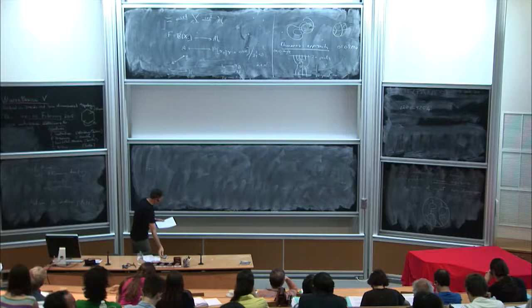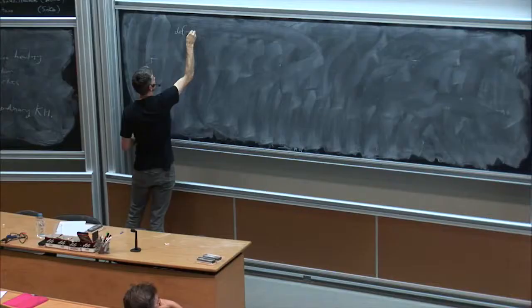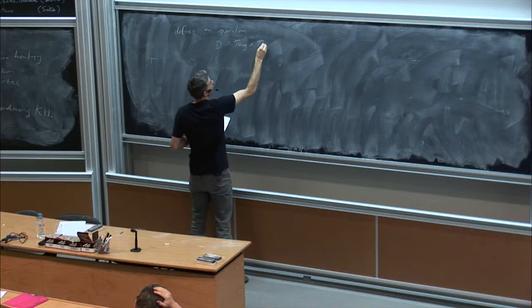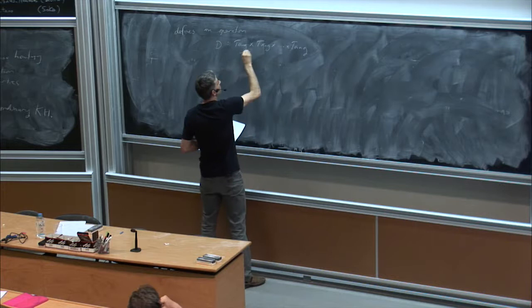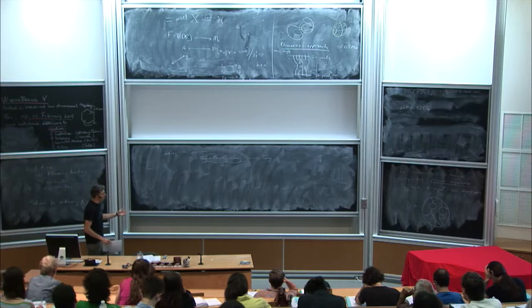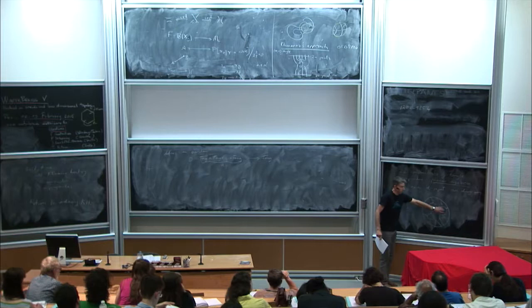So such a diagram defines an operation, which I'll also call D, which takes as input D tangles, and it outputs for me a bigger tangle. And the operation is just the input tangles get plugged into these holes.